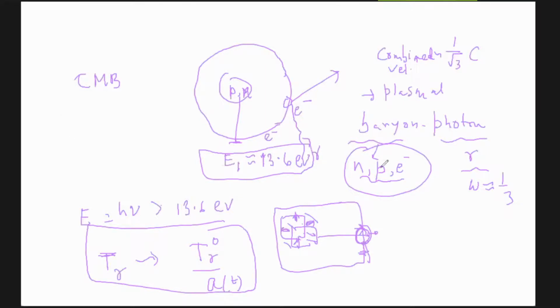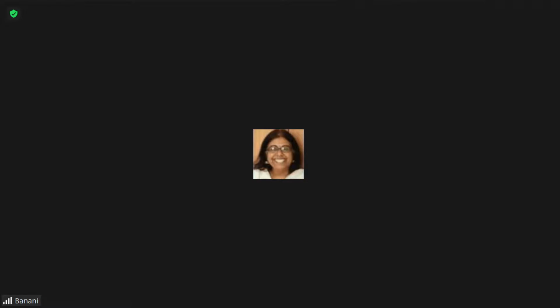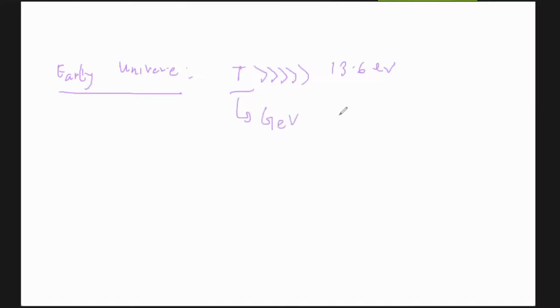So at early universe, was the photon temperature higher than 13.6 electron volt or lower than 13.6 electron volt? Who can tell me? Very early, before CMB, it should be higher. Higher means very, very, very higher, okay? Photon temperature was of the order of GeV or even more. It can be even 10 to the power 9 or 10 GeV. GeV means again 10 to the power 9. So huge temperature after inflation ends.